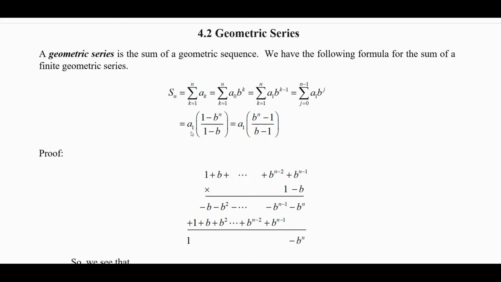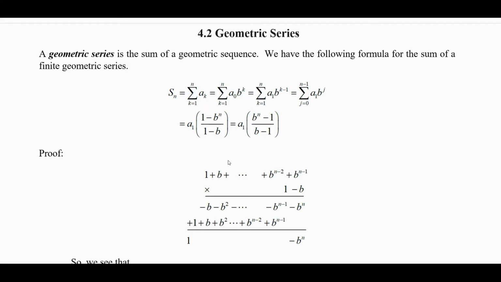But here's the formula we end up with: a1 times the fraction, where the numerator is 1 minus b to the n power, and the denominator is 1 minus b. Or you can multiply top and bottom of this fraction by negative 1 and rewrite it as b to the n minus 1 over b minus 1. The second version is probably better when b is bigger than 1, and the first version is better when you've got a b that's between 0 and 1, so that you get positives everywhere. But either way, those are the same formula.